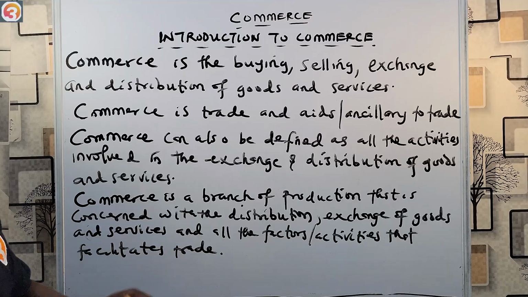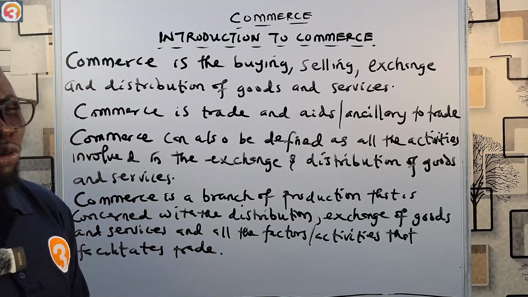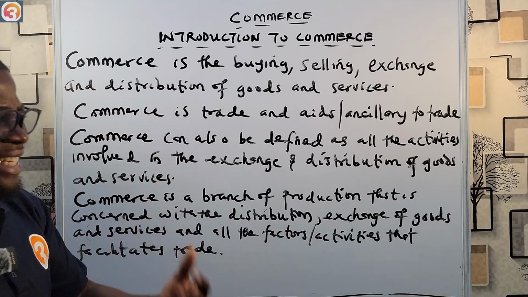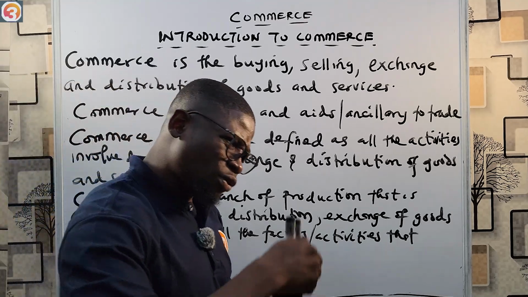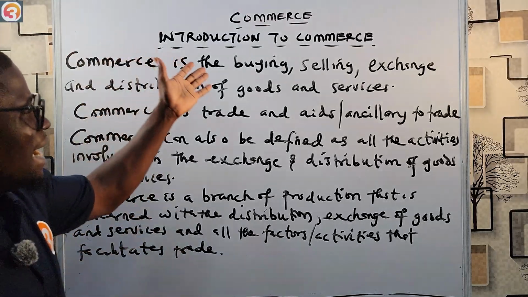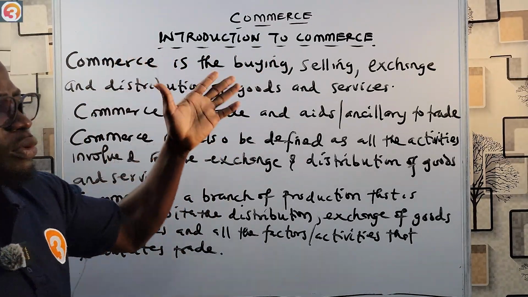So you can define commerce in so many ways, but you have to know the central theme. In commerce, there's buying, there's selling, there's trade, there's exchange. So commerce is buying, selling, exchange, and distribution of goods.